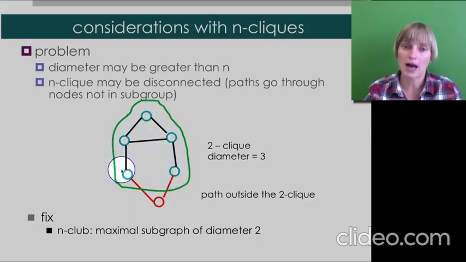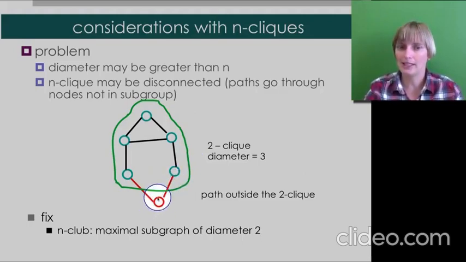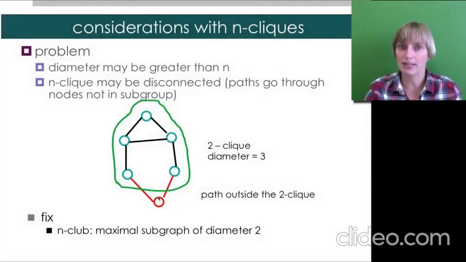The longest path between any 2 nodes is called a diameter. And here, it's actually larger than the n of the clique. And it's also not so great that we've left this node out. So these n cliques can also be somewhat funny animals.